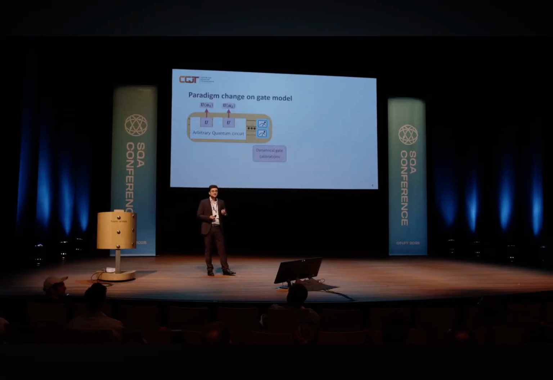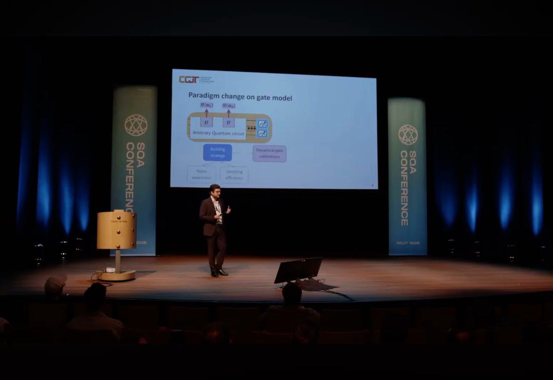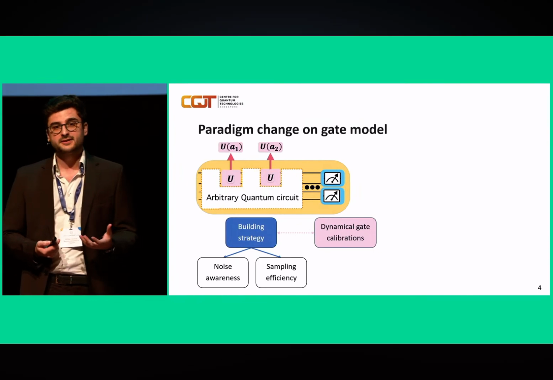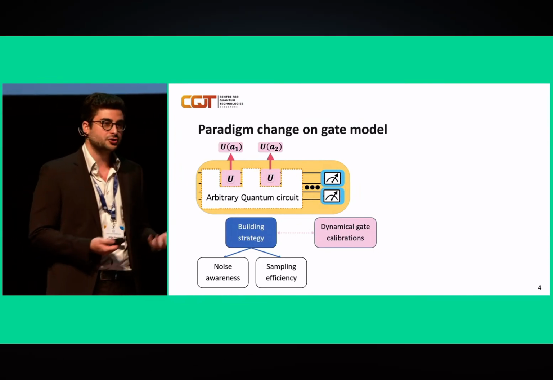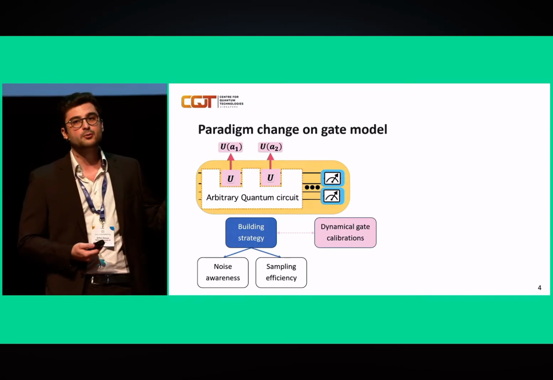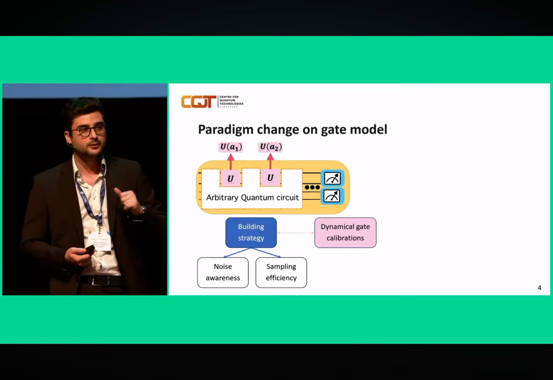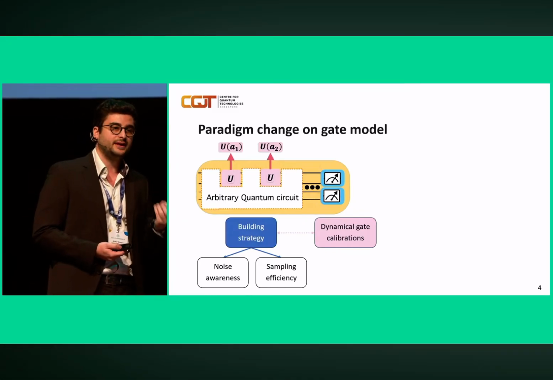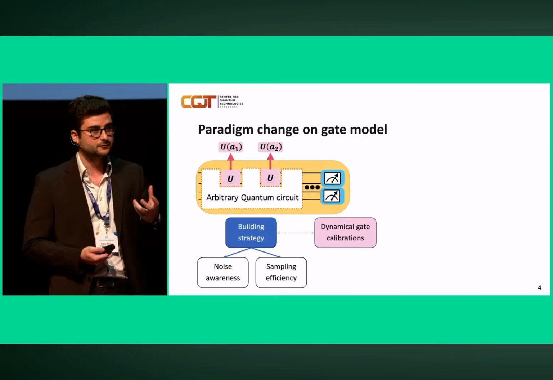And so this entails two main challenges. The first one is the building strategy, and I will show you how we use reinforcement learning and why we used it in a second. And there are two constraints that we want to comply with for this method. The first one is, by construction, the noise awareness. We should make sure that those A1, A2 parameters that we derive and so on are really reflecting the coherent error that is accumulated by the execution of the circuit.